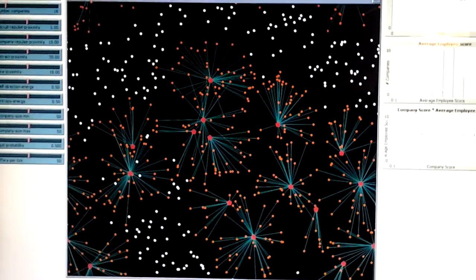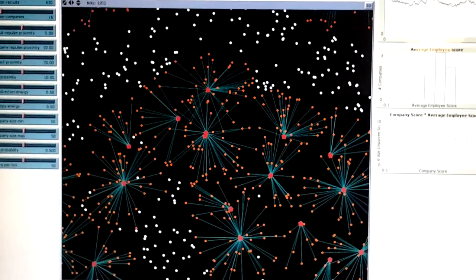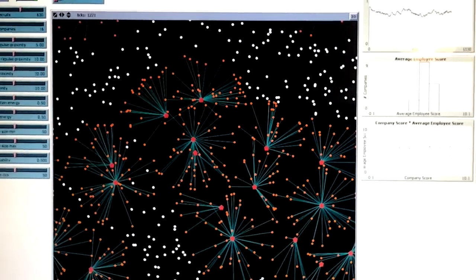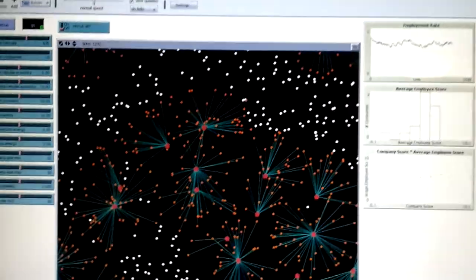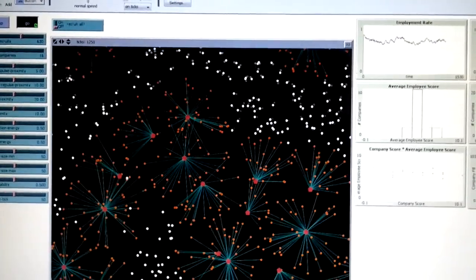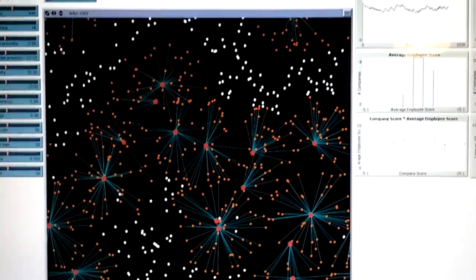We modeled a job market, and here we have three symbols. We have circles that represent recruits, we have pentagons that represent companies that are hiring recruits, and we have turquoise edges that represent the relationship between a hired recruit and a company. We've also colored the circles orange to indicate recruits that have been hired.